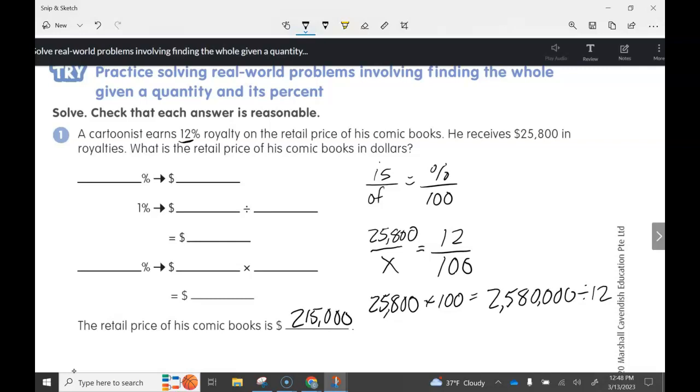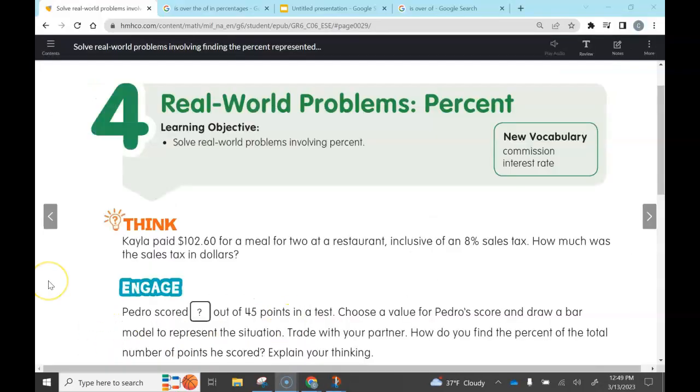Not too bad, but maybe somewhat depressing if you're only making $25,800 from that. Still not too bad at all, but we can see that 12% royalty from $215,000 would give you $25,800. So once again, think about the is over the of equals a percent over 100. So the retail price of his comic books is $215,000. So this is going to conclude the video on lesson 6.4. If you have any questions about this concept, please come and see me.